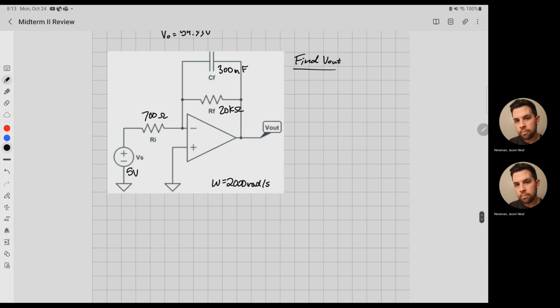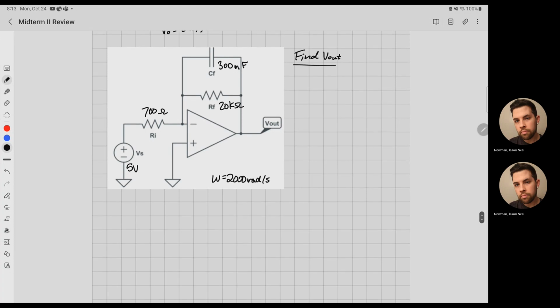So this one's going to be a low pass filter, right? And this is the same setup, but now we want to find V out here. So how do we do that? Well, these are our values. We're given the omega, the frequency. We're given omega, and we're given all these values. So now we need to find the impedance here, which is our ZF.